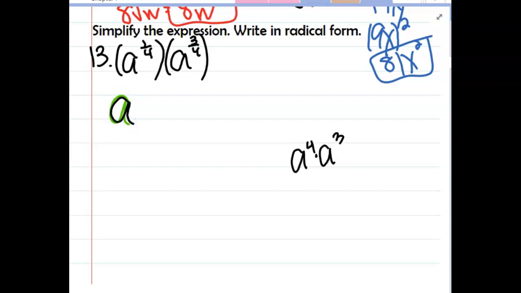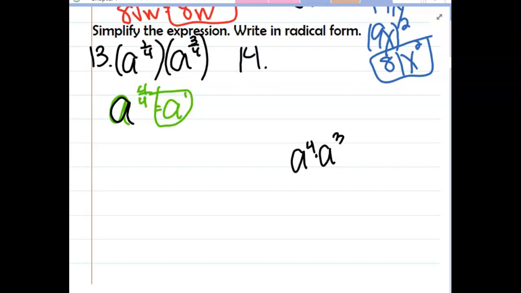So it's going to be a to the, right, you add the numerators. 3 plus 1 is 4. Do you remember what you do with the denominators? We add fractions. What do you do with the denominators? You have a 1/4 of a pizza and 3/4 of a pizza. You have 4/4 of a pizza. You keep the denominator the same. When you add fractions, you keep the denominator the same. So 4 over 4 would be 1, so it'd be a to the 1st, or just a.